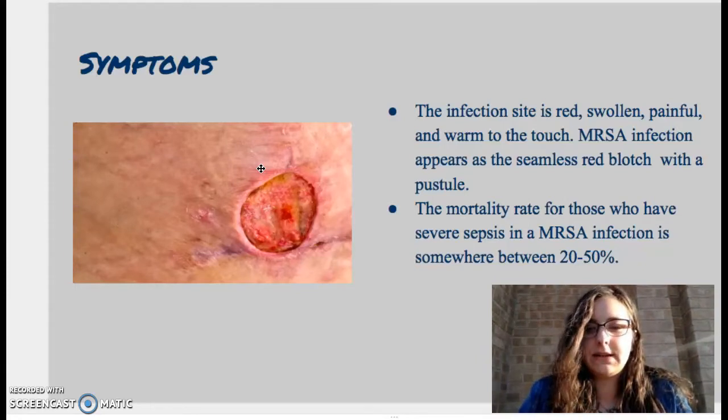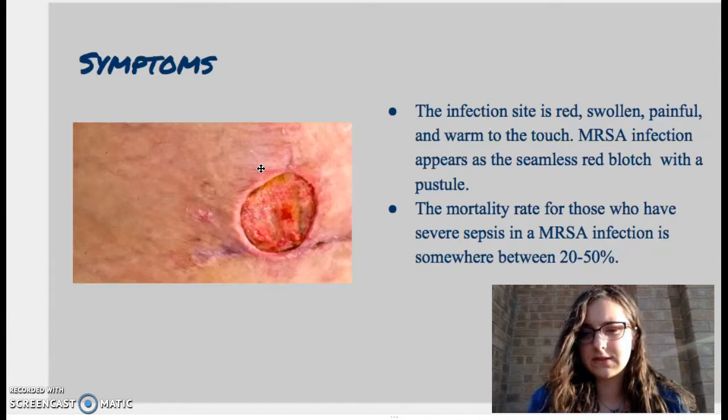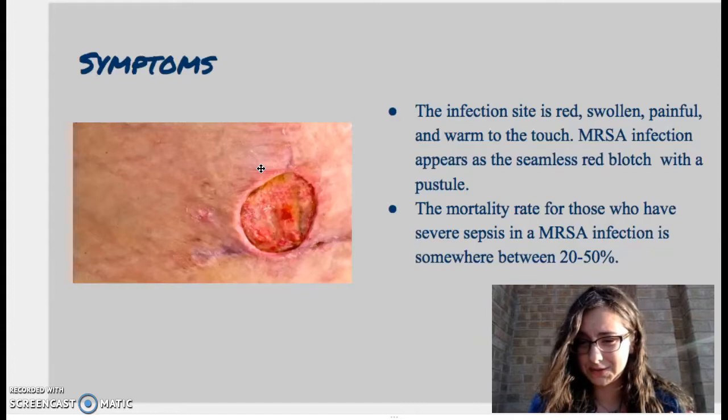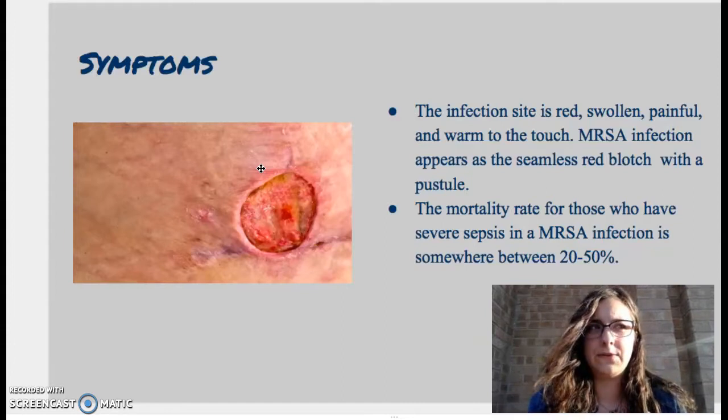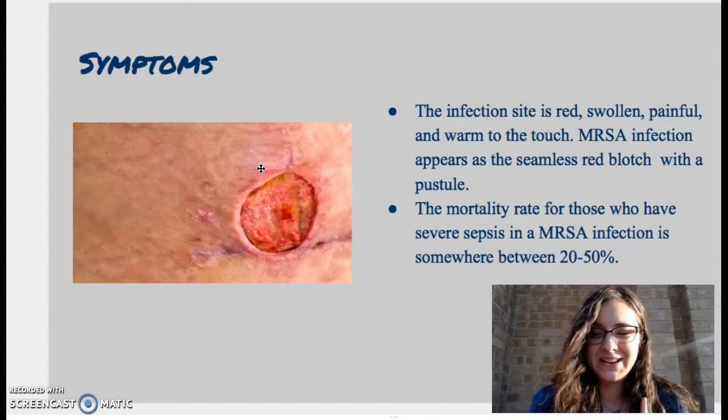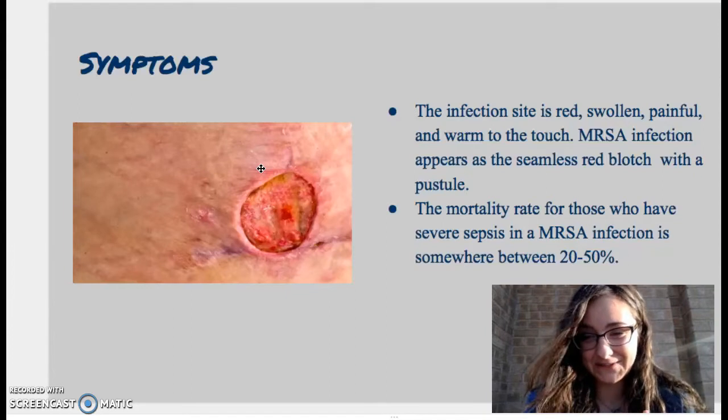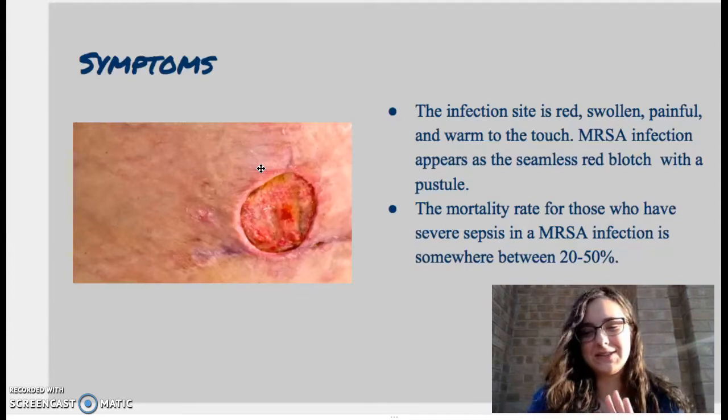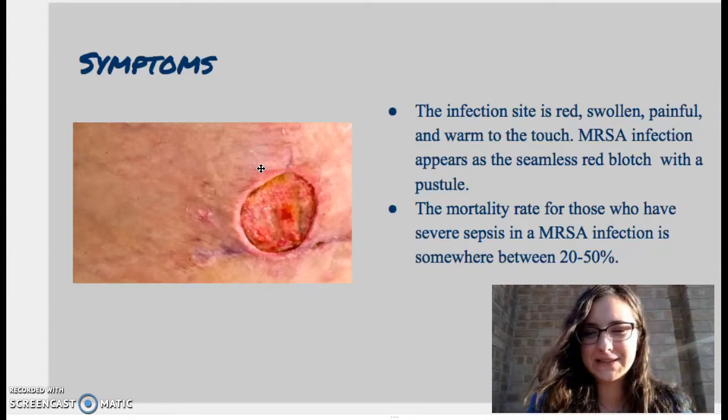But the mortality rate for those who have MRSA is low unless you did acquire sepsis, and that mortality rate is anywhere from 20 to 50%. It depends on if you're immunocompromised or not. Fun fact, my great-grandmother at like 93 was able to fight off a MRSA infection, so not all hope is lost if you get this.